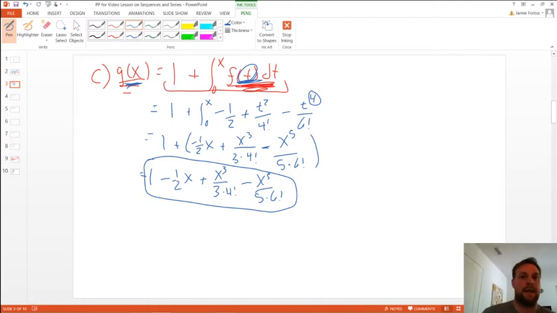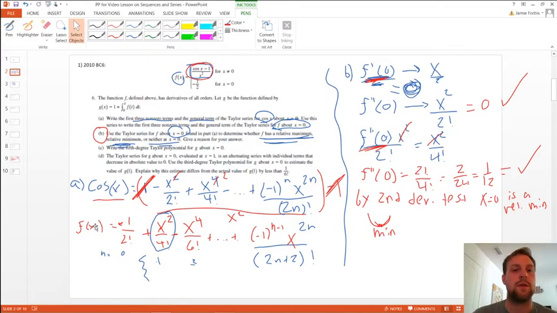Okay. And now part D. Part D says the Taylor series for G about x equals 0, so literally the function that we just came up with, evaluated at x equals 1. So now we're actually going to plug in a value for x. It's going to be evaluated at x equals 1. It is an alternating series with individual terms that decrease in absolute value to 0. So pretty much it's saying, hey, we have an alternating series here that converges.